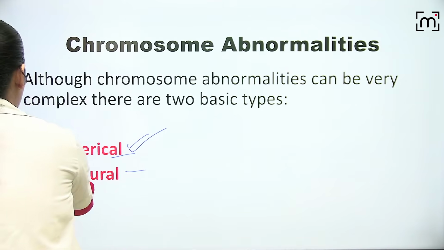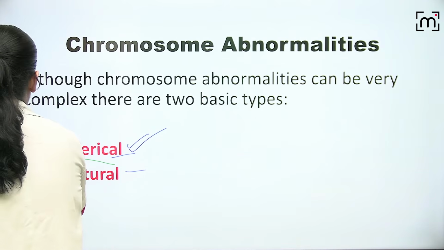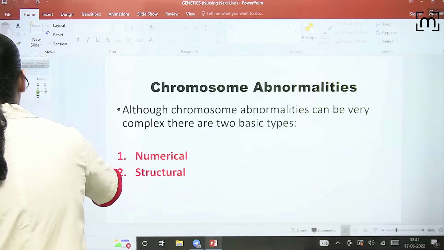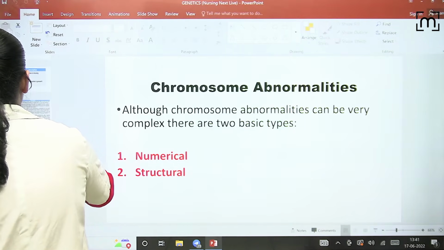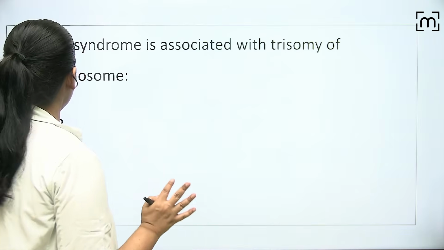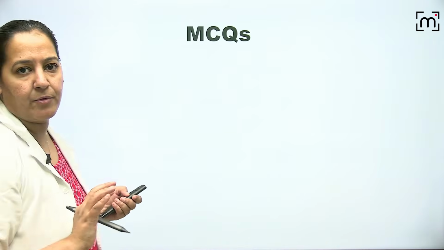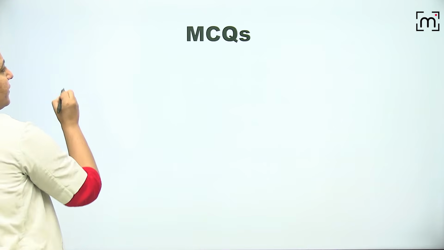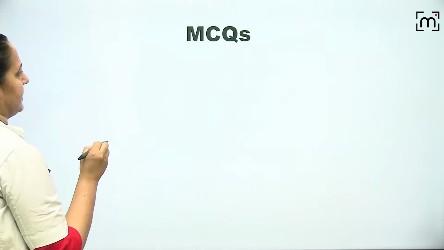I have given you the numerical abnormalities in front of you. So we will solve some questions based on that. Some MCQ questions I would like to put in front of you so that it will fit in your permanent memory. The questions are very easy. See the question. Patau syndrome. You can see the first question in front of you.